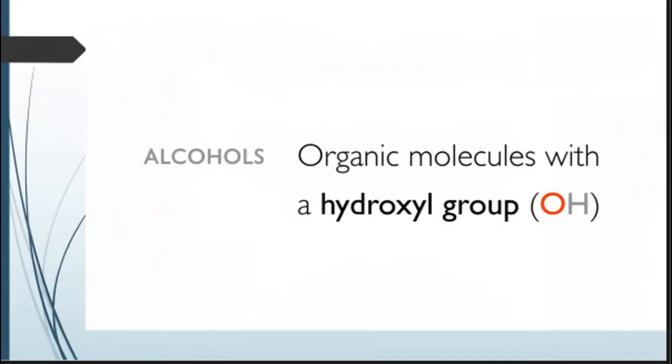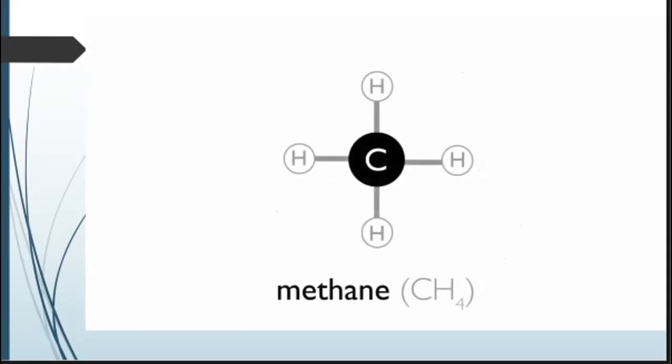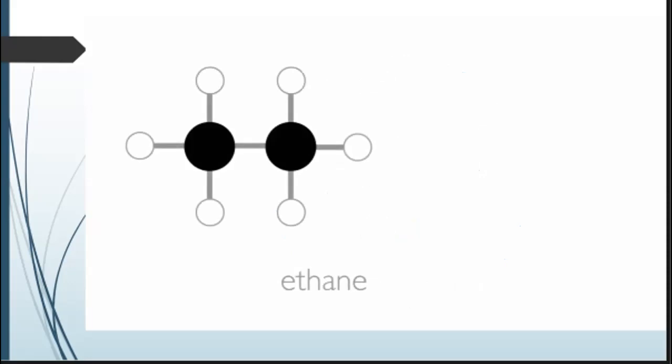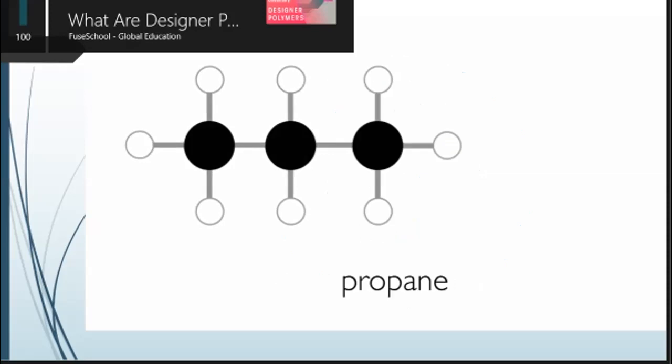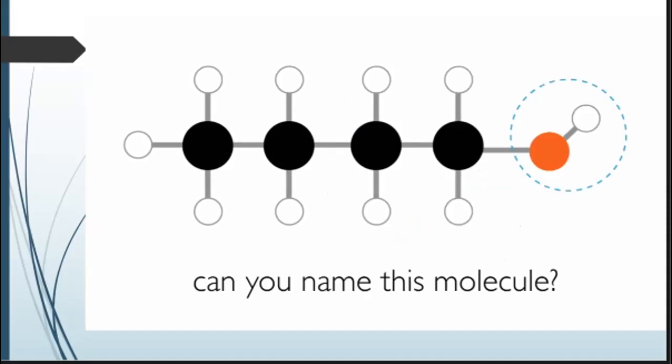Alcohols are organic molecules with the hydroxyl functional group, which is an oxygen bonded to a hydrogen, OH. Here is methane. Replace a hydrogen with the alcohol functional group to form methanol. Here is ethane. And here is ethanol. Propane and propanol. Pause the video and name this molecule.